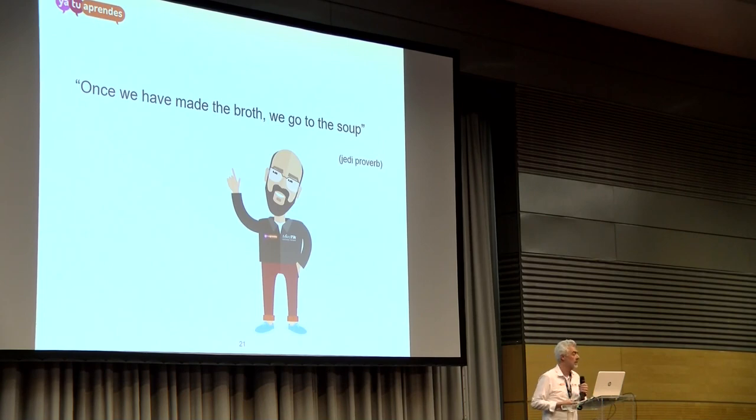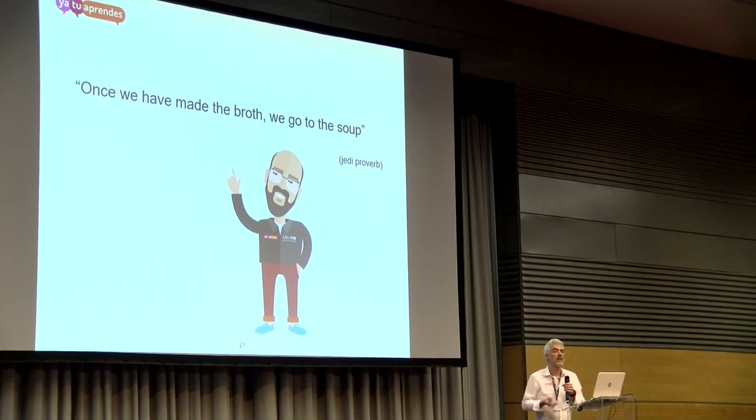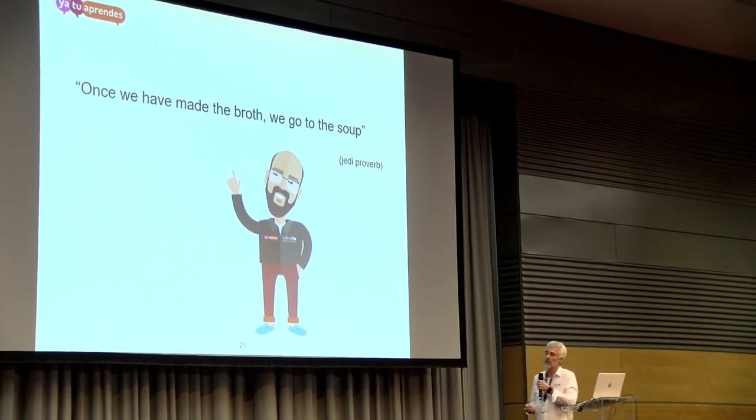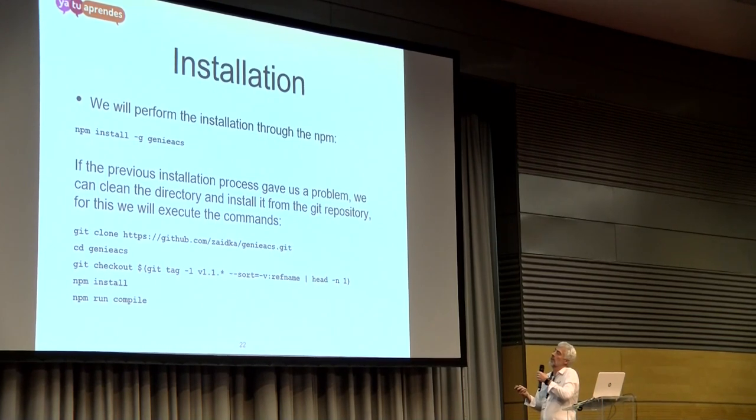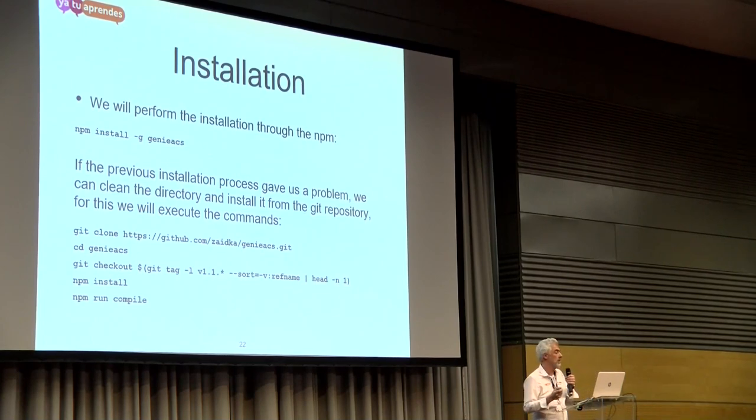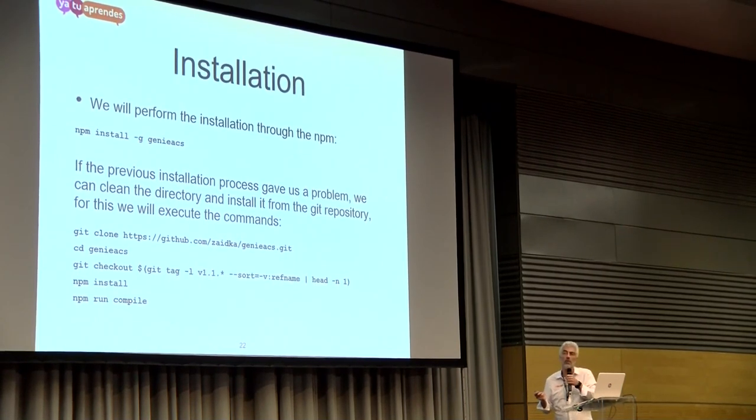Then we will start to install GenieACS and all the software we need to perform our operation. We have installed through the package manager, but if that gives us some kind of problem, and for sure you will have problems on Debian, it is more recommended and more reliable to do it by cloning the Git repository and installing through that.